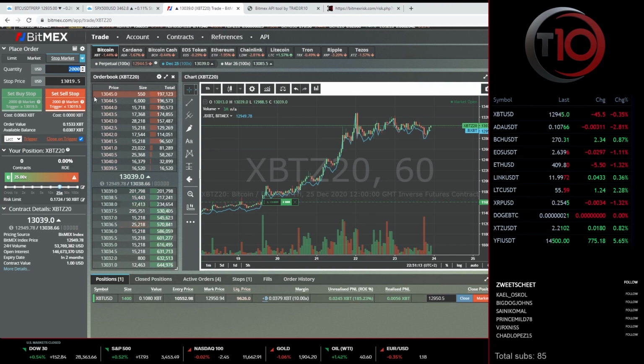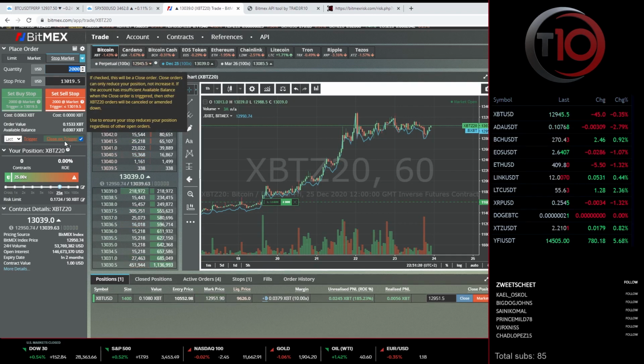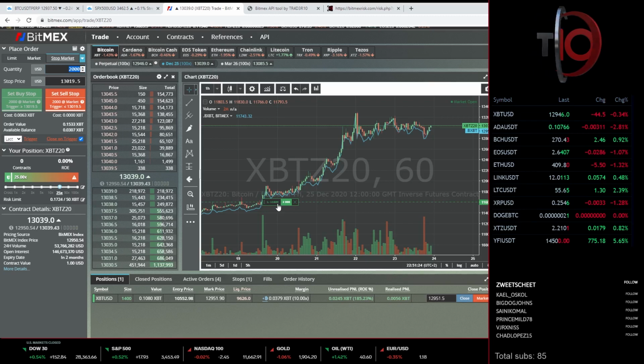And still the 2K contracts, but I need to choose this one. This checkbox will ensure that when the stop loss is triggered, it will only close a position. It will not flip it to a short. I can show an example of that.